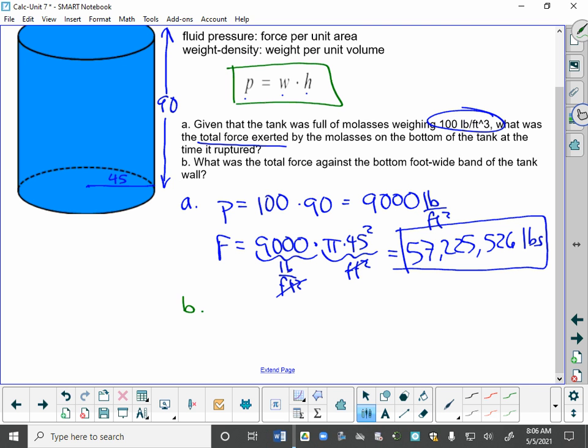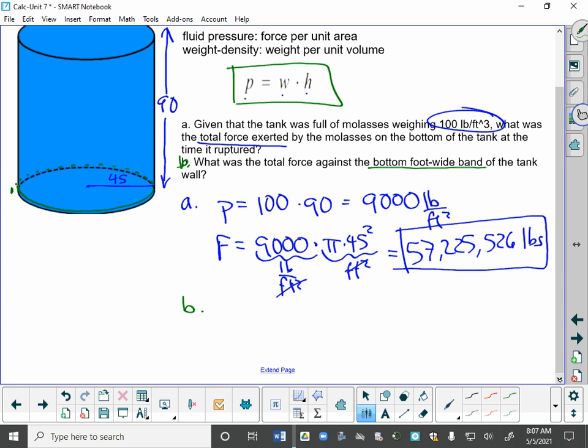Okay, so part B here: what was the total force against the bottom foot-wide band of the tank wall? So if we came up just 1 foot here and traced around, assuming this tank, I don't know if it was made of steel or if it was made of wood slats like a giant barrel, but at any rate we have a 1 foot wide strip on the bottom, so that's going to be a foot tall.